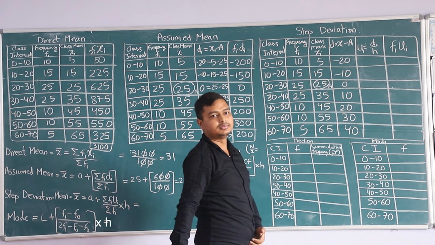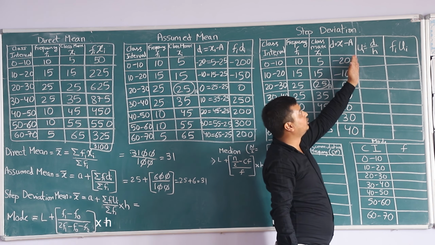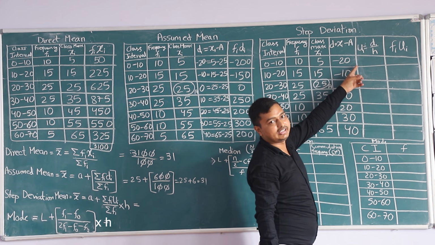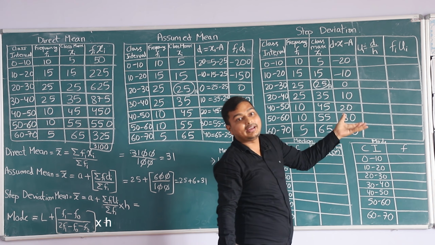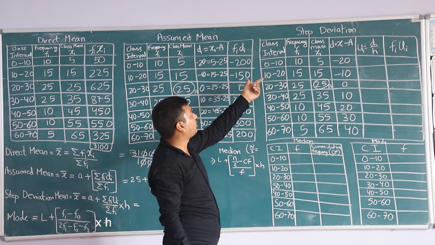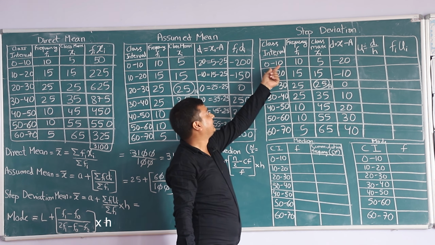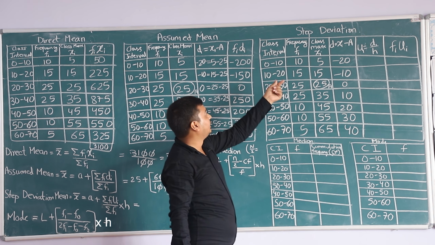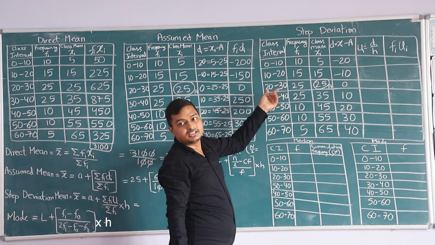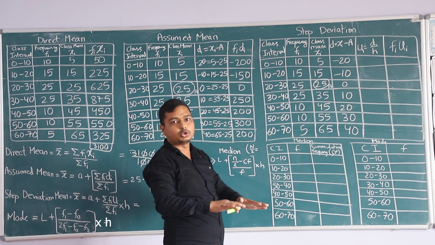Up here, clear everyone? Now, let's calculate ui. How to calculate ui? D by H. Now, what is the value of D? Minus 20. And what is the value of H? H means range. How to calculate the range? Range formula is upper limit minus lower limit. 10 minus 0, 10. Now, in the second question, 20 minus 10, 10. 30 minus 20, 10. So, this is known as range. The range everywhere is going to be the same.